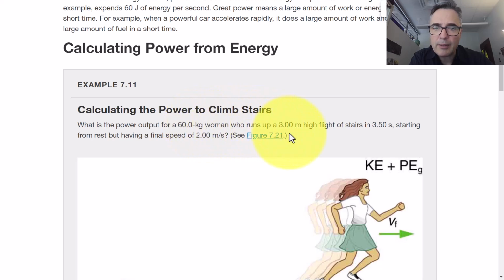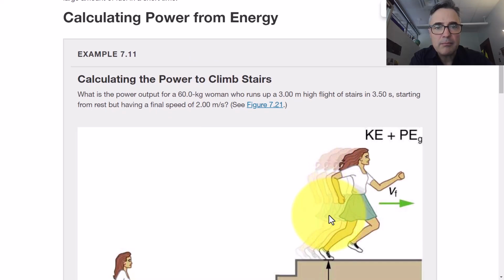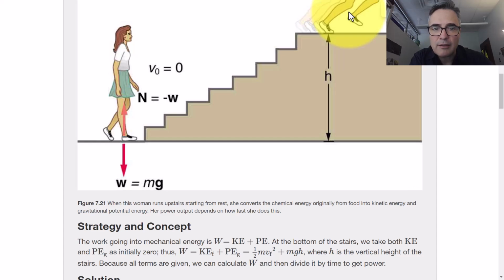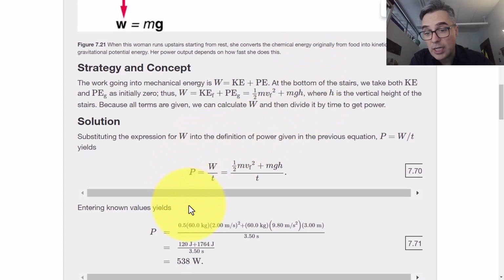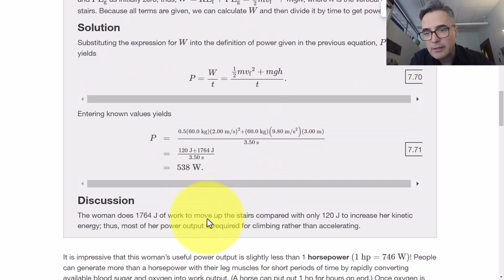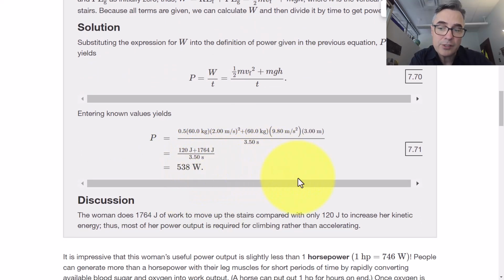They give you some examples. A 60-kilogram woman runs up 3 meters of stairs. She starts from rest, but has a final speed, so she's gained kinetic energy and gravitational potential energy, and she did it in 3.5 seconds. So you just divide. So they're saying that the work done is equal to the change in energy. So they put the energy on the top here, and then divide by 3.5, and you get 538 watts. Okay.